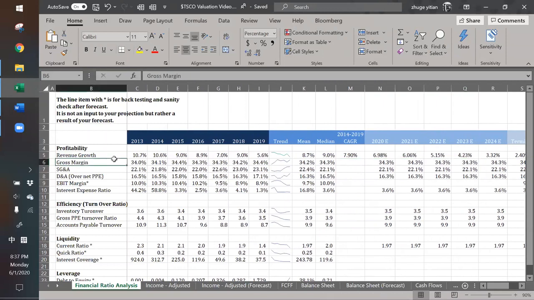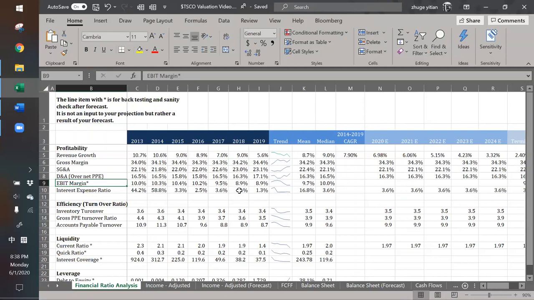Next is gross margin, SG&A, and depreciation. These three are very simple, and you can see that historically they've been very stable, so I just use the median for the forecasting period. Next one, EBIT margin. You can see there's an asterisk here. That means we have run out of our degrees of freedom. Because we've forecast every item above, this is only a result, and we use the EBIT margin to see whether our forecast is reasonable or not.